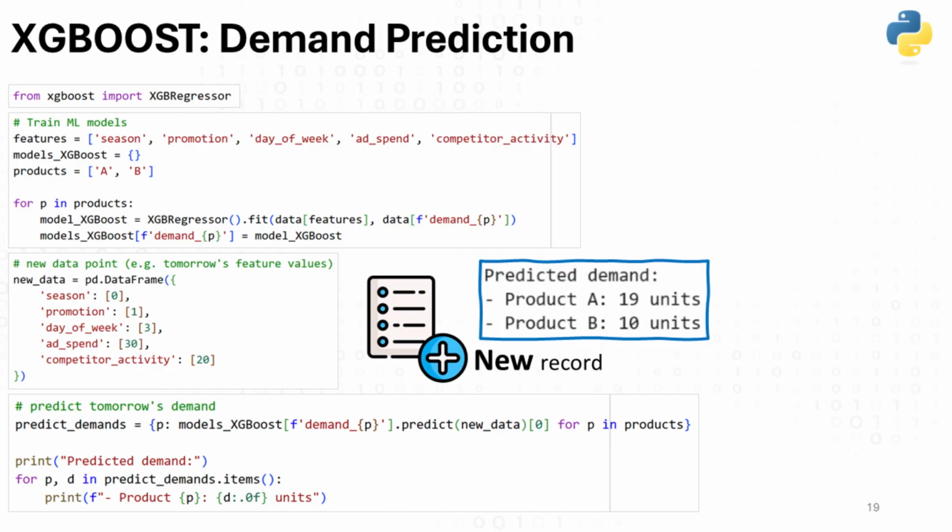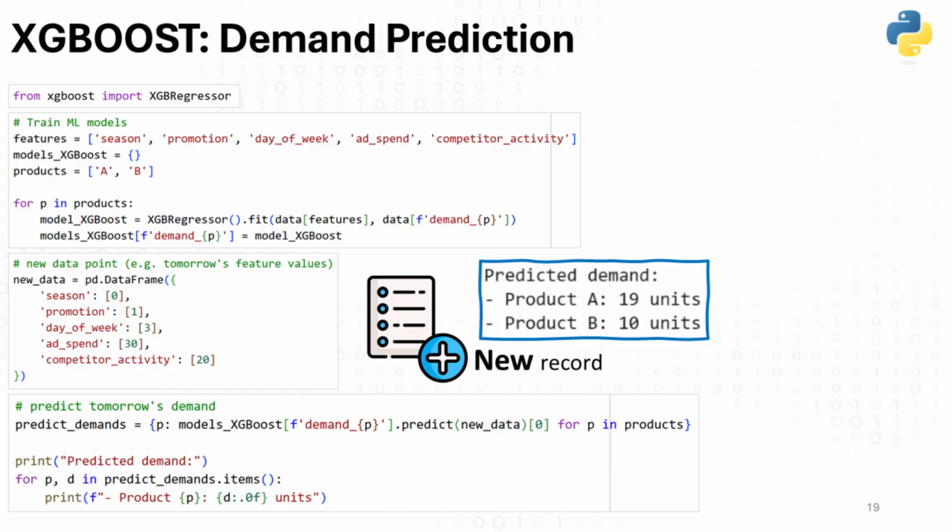Once the model is trained, we want to predict tomorrow. We feed it a new record-specific scenario where it's a Wednesday. We have a promotion running, and we've spent 30 units on ads. We use a simple for loop to train a separate regressor for product A and product B. The fit method is where the magic happens. That's where those sequential trees we just discussed are actually being built.